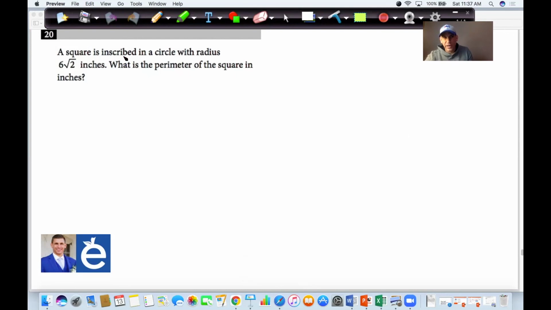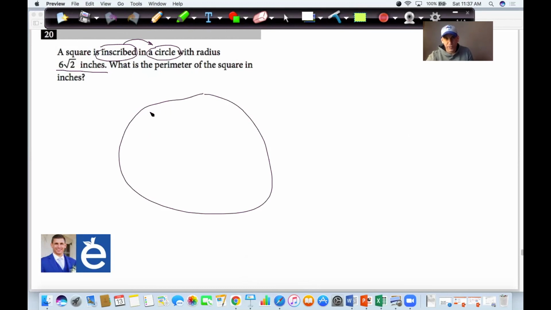It says, a square is inscribed in a circle with a radius of 6 radical 2 inches. So what it means that something is inscribed in something else, it means the something else is kind of the larger of the two figures. Not the best circle, but you guys get the point. The square inside means that I will have 4 equal sides because it is a square after all. So the square is inside the circle.